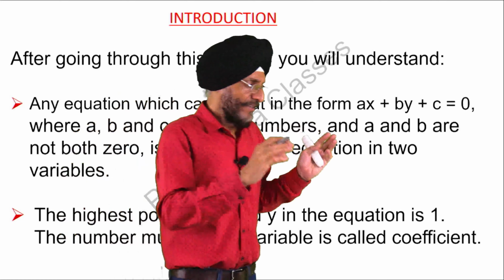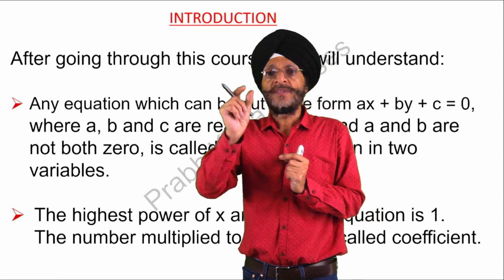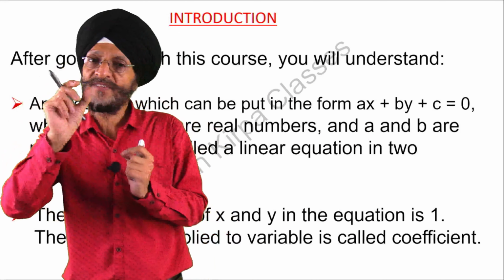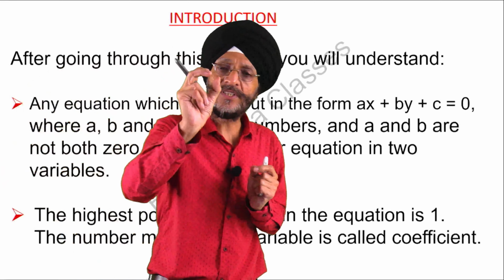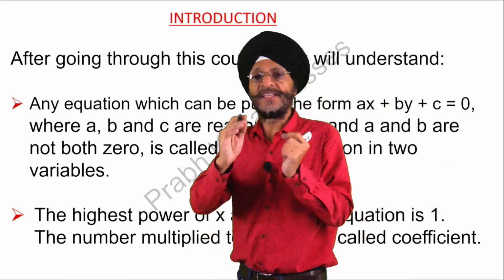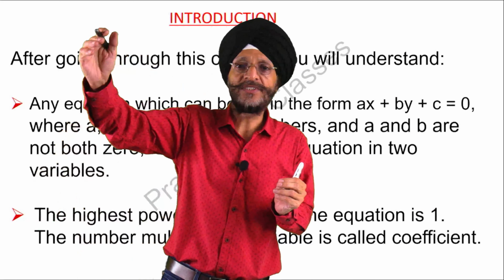So when in the case of a linear equation in one variable, there was only one unique solution for the equation. That is, there was only one answer for the variable. But in the case of a linear equation in two variables, there are an infinite number of solutions.